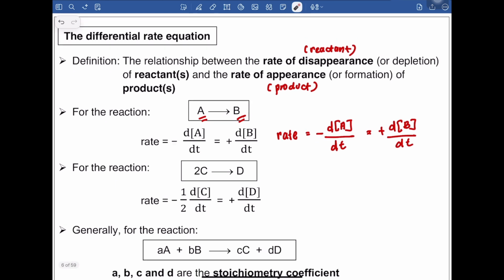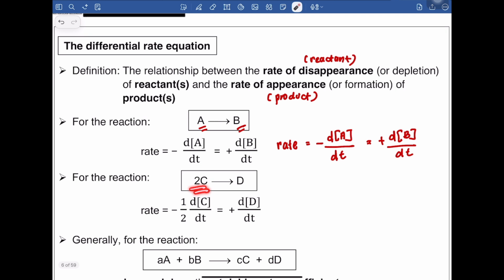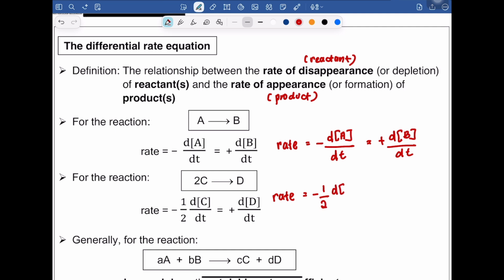Now, if you look at the second example, you have 2C and D. The difference from the above example is that this one has 1 and 1, but here we have 2C producing D. So we are going to write it as rate equals to, now C is the reactant, it will definitely decrease. But since it has 2 as stoichiometry, we are going to write it as negative 1 over 2 d[C] over dt, equal to positive d[D] over dt.